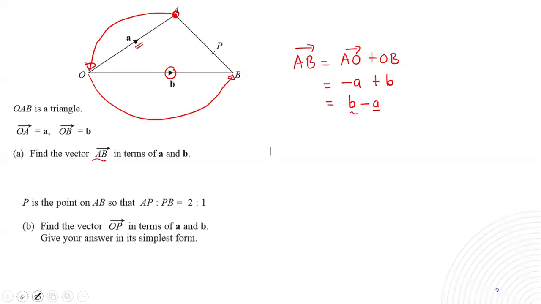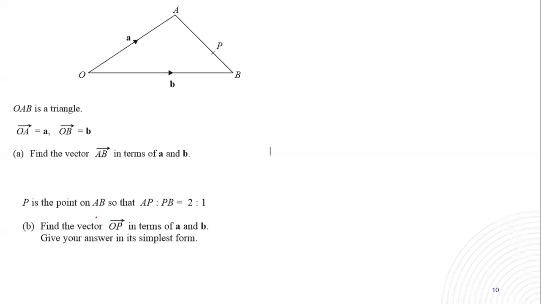Then the second part we are going to look at. Here our answer was b minus a. But I think someone has a question. Okay, he has put the hand down. Then you go to the second part.